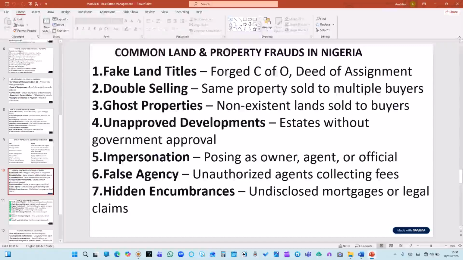Then number 4 fraud is unapproved development. Estates without government approval may be sold. So when the person buys it, you now fall into fraud hands. Number 5 is impersonation. That is posing as the owner or agent or official of a particular property when the property does not belong to you. Then false agency. That is an unauthorized agency collecting fees for a particular landed property that does not belong to him or her. Then hidden encumbrance, undisclosed mortgage or legal claims. So these are some of the frauds that are common in land and property acquisition in Nigeria.